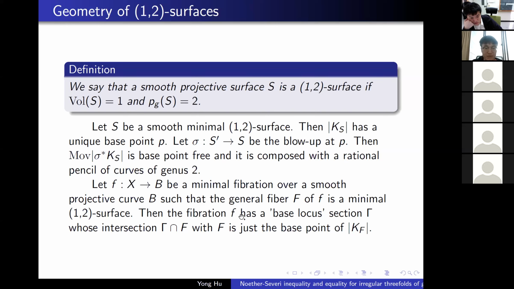Then the fibration has the base locus section gamma, whose intersection with F is just the base point of K_F. So this means that the base point of the canonical linear system of the general fiber induces a section of this fibration.